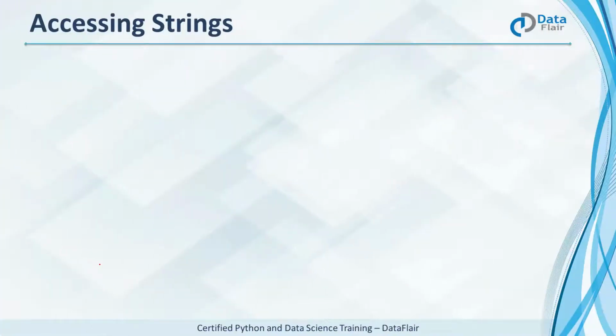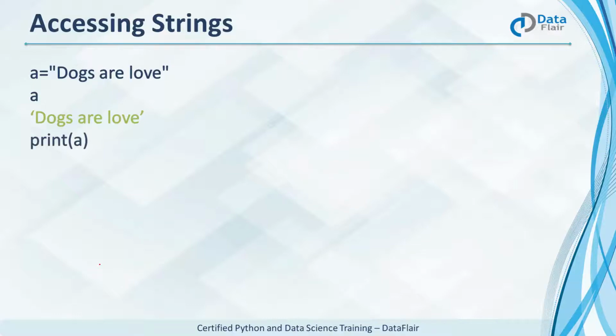Now you know how to declare strings. But how do you access them? Let's define a string with the value dogs are love. Now when we access its value, we can do this in the interpreter. In a script, however, you'll need to print it. We get this. Notice that the output delimits the string with single quotes no matter which ones you use to define them. With the print statement, the output contains no quotation marks.